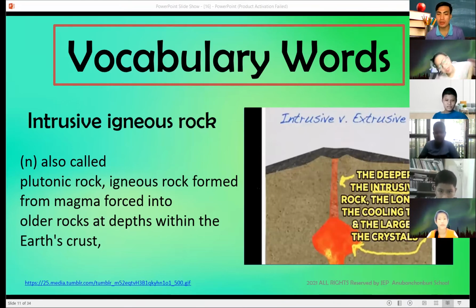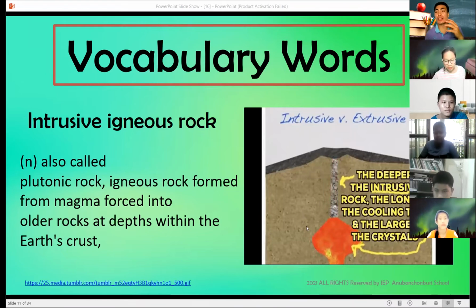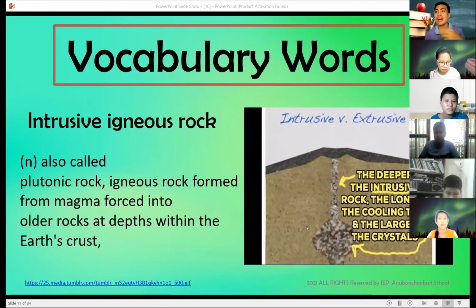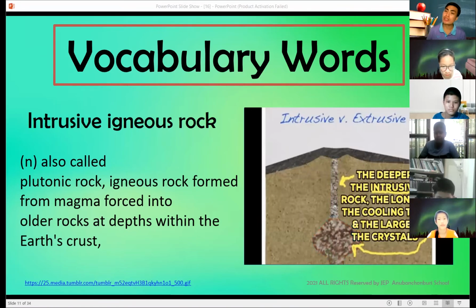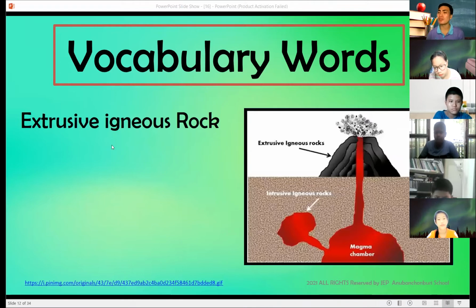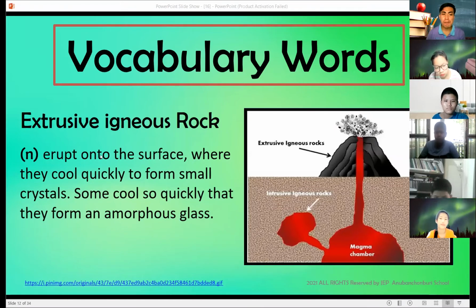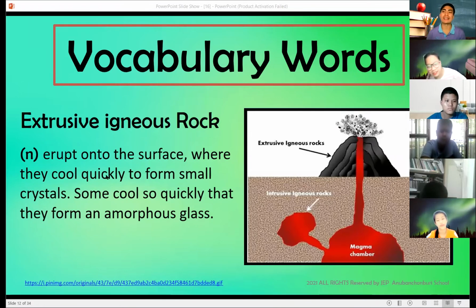Intrusive igneous rocks, because they are inside the volcano, are cooling down at a slower pace, or it says here the longer the cooling time. Okay, so it becomes cold longer, so it means slowly, no? But on the other hand, the extrusive igneous rocks such as basalt erupt onto the surface where they cool, what's the word? Quickly. So the extrusive igneous rocks cool down quickly.